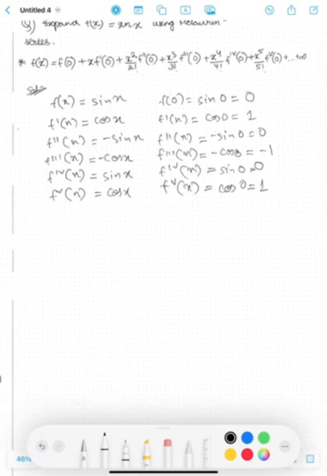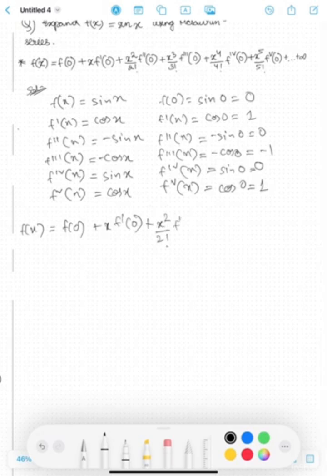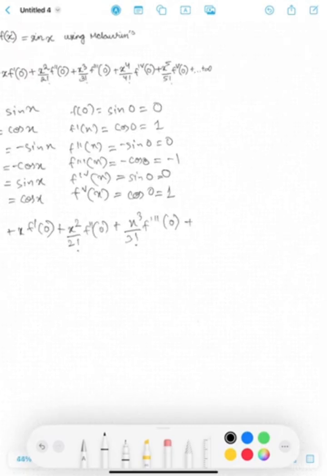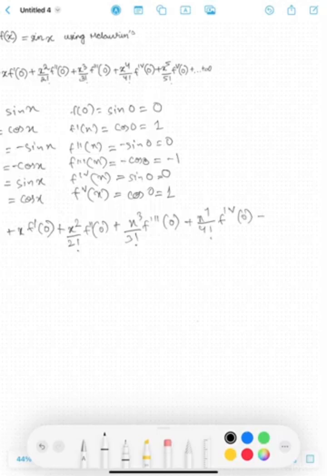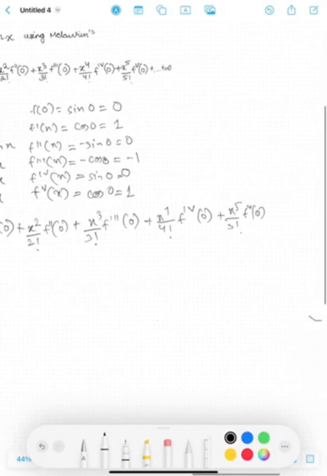So now let us try to solve this question. We know that f(x) is equal to f(0) plus x f'(0) plus x square by 2 factorial f''(0) plus x cube by 3 factorial f'''(0) plus x to the power 4 by 4 factorial fourth derivative of f at 0 plus x to the power 5 by 5 factorial fifth derivative of f at 0, all its way till infinity.